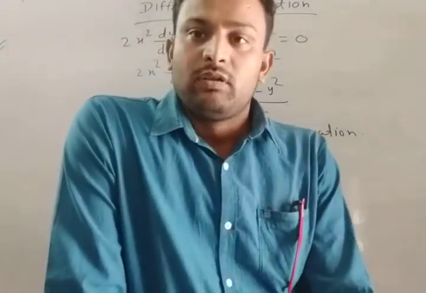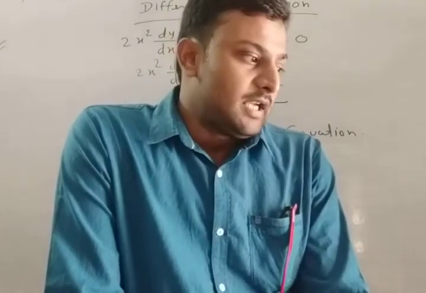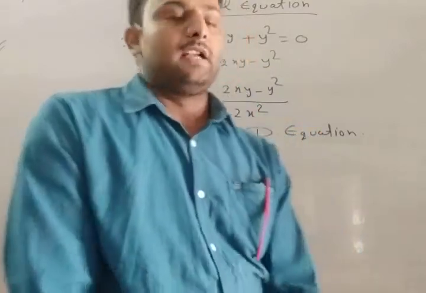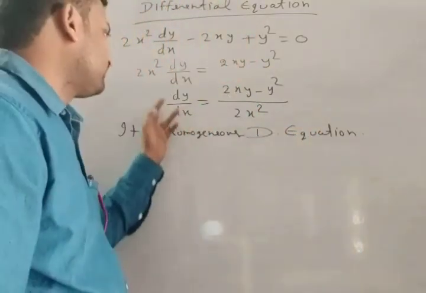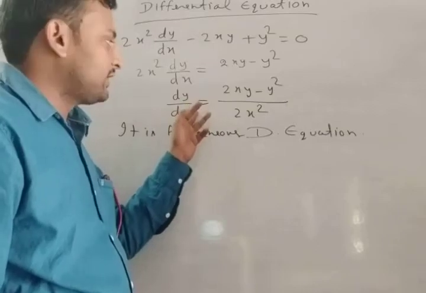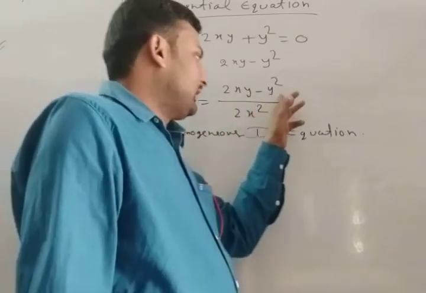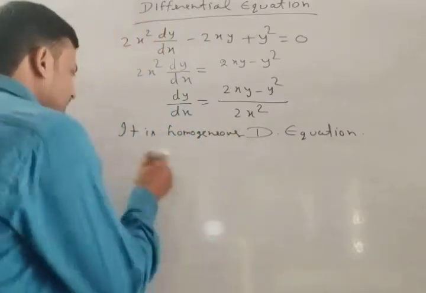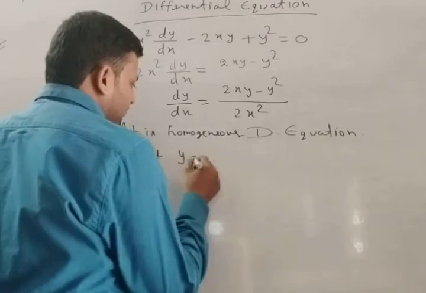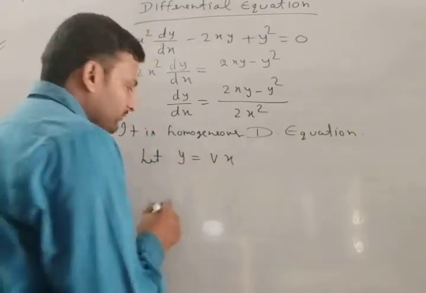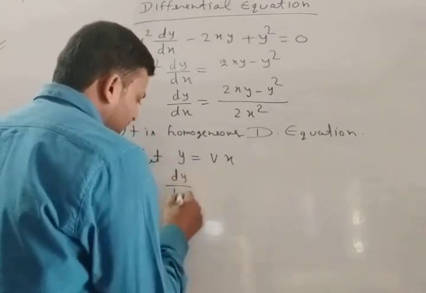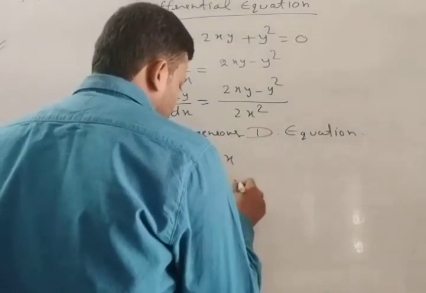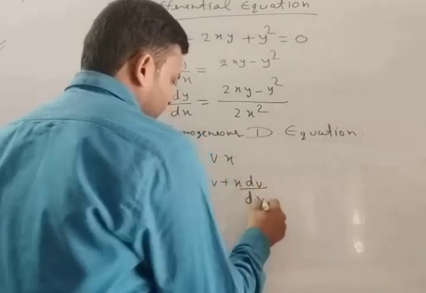We take y is equal to vx and differentiate it with respect to x, and we write dy by dx in the form of dv by dx, and we replace y with vx. So now we are going to take, let y is equal to vx. Now dy by dx will be what? First function into differentiation of second function plus second function into dv by dx.